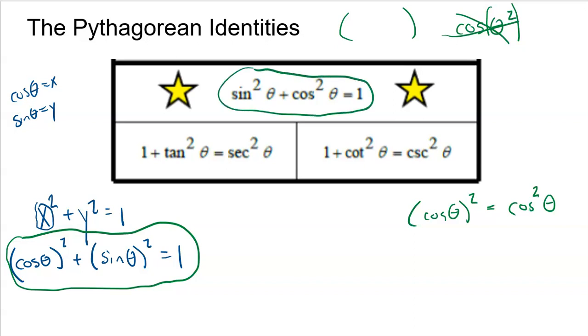But once again, notice how I have the sine squared first. It doesn't matter, right? Order of addition doesn't matter. So I can have sine squared of theta plus cosine squared of theta equals 1.